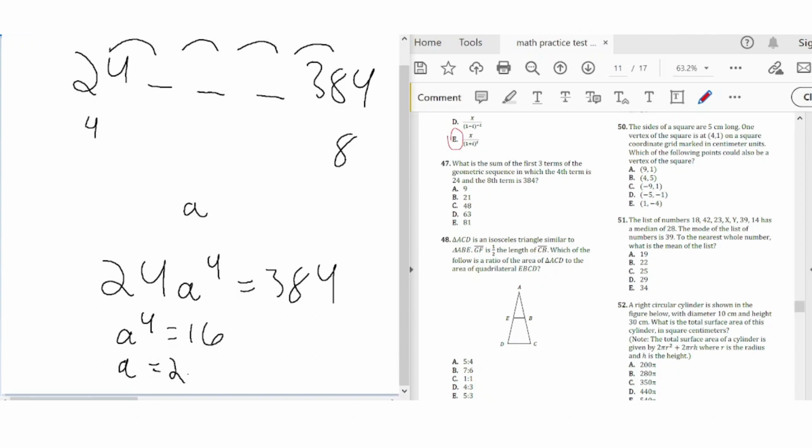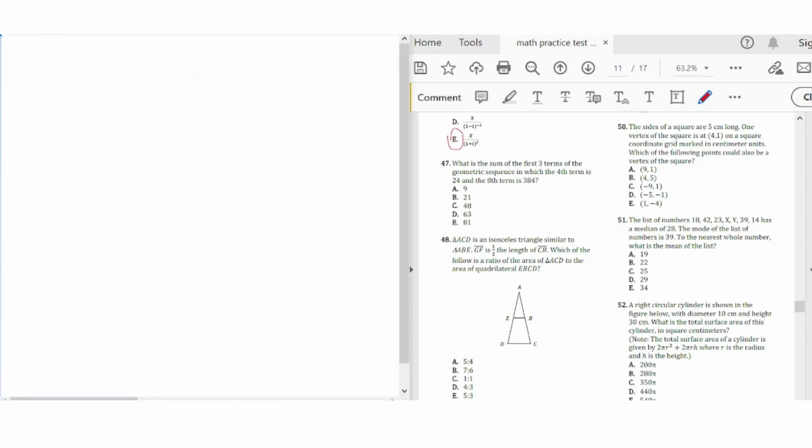Now we're looking for the sum of the first 3 terms. To find the first 3 terms, we have to divide 24 by 2. Since 24 is the 4th term, we have to divide it by 2 to get the previous 3 terms. So 24 divided by 2 is 12. 12 divided by 2 is 6. 6 divided by 2 is 3. Adding these together, we get 3 plus 6 plus 12 is 21. 21 is our answer.